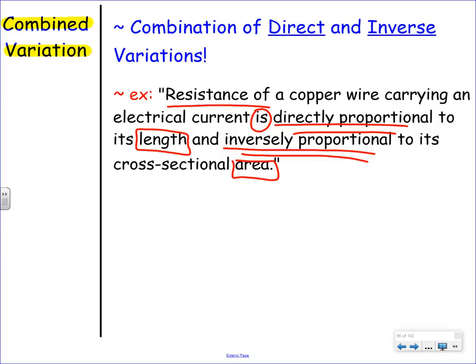So, resistance, what do you want to call it? R. Sounds good to me. Is directly proportional to K times L. And inversely proportional, pause, where's the K? Over. Inversely means over.